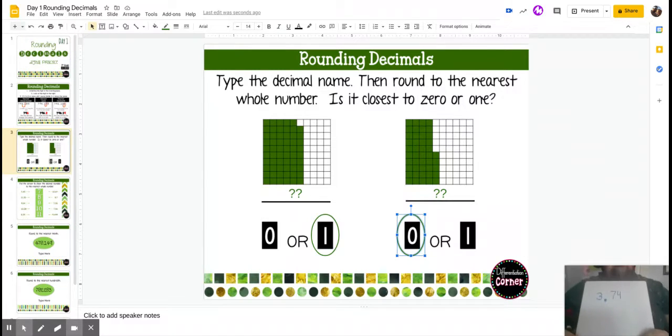So 3 and 74 hundredths. Say let's round to the nearest tenth. You're going to circle or underline the 7. Circle this 4. Is this 4 large enough to change this 7? No, it's not. So guess what? 3 and 7/10 is what 3 and 74 hundredths rounds to when rounding to the nearest tenth.